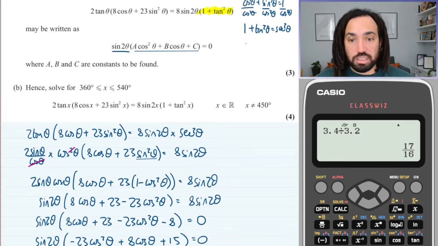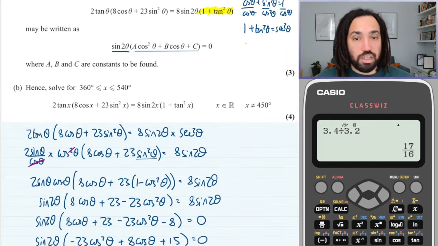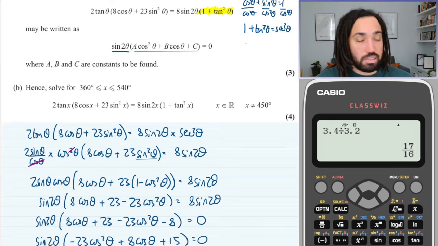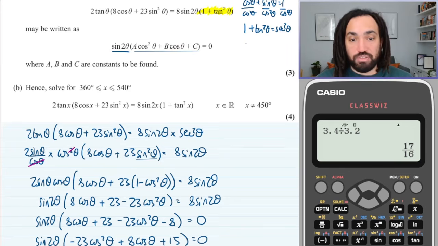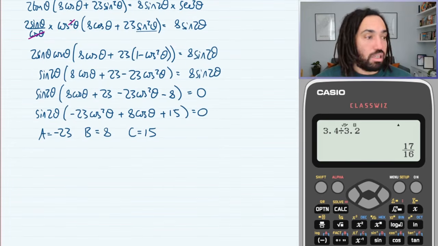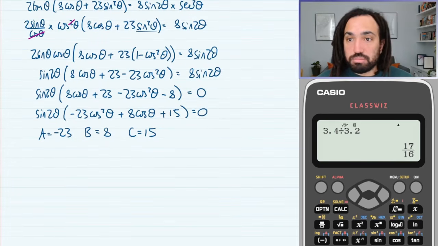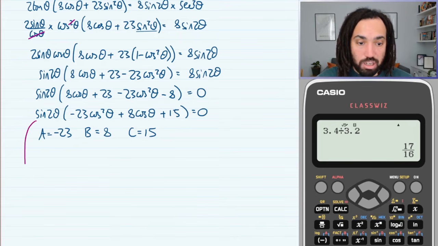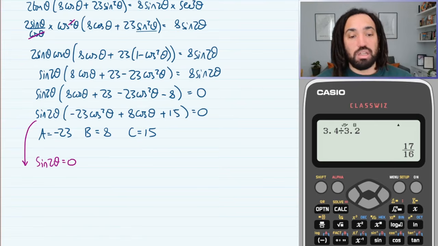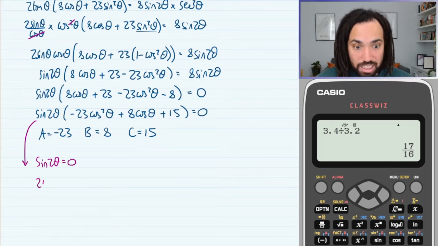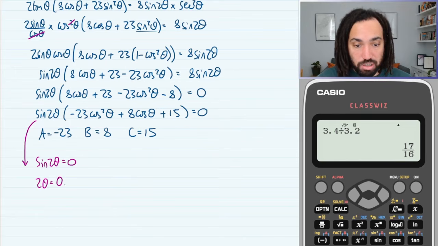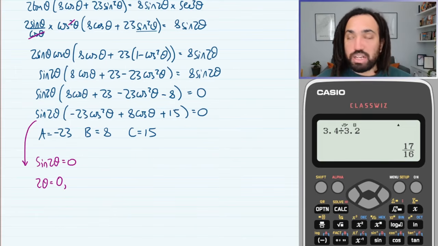Okay, so part B is asking us to solve the exact equation, but instead of a theta, we've got x, and x is between 360 and 540. So instead of solving that equation, we're going to solve the one we've manipulated. This part could be 0, so we have sine 2 theta could equal 0, which would mean that 2 theta would equal 0.